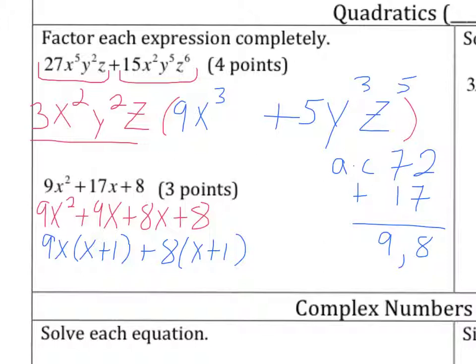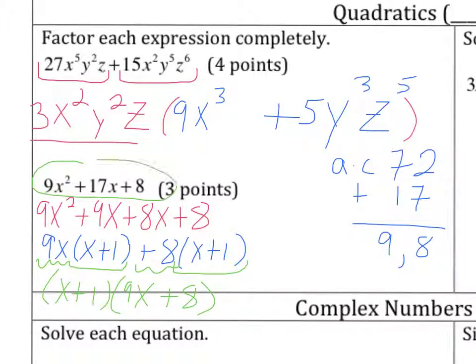Now you might notice that each of these has an x plus 1 in common. So I can bring an x plus 1 out to the front, and the stuff that I'm left with is 9x plus 8. When you're asked to factor, that's as far as you go. You don't need to find anything that x equals. You just need to tell me what to multiply to get your original expression.